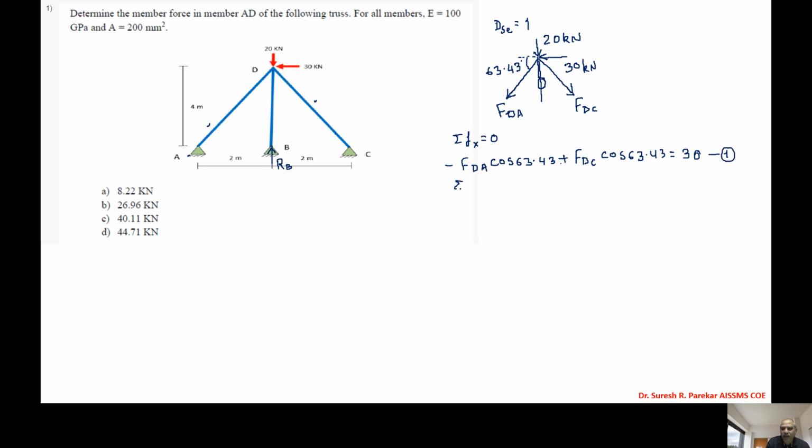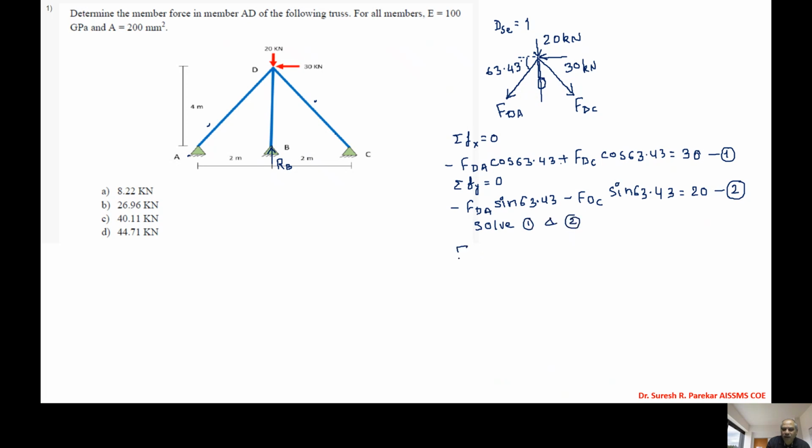Now the second equation, summation Fy equal to 0, and then we have minus FDA sin 63.43 minus FDC sin 63.43 and minus 20 equal to 0. So 20 I will take on the right side, so minus becomes plus. And then we will solve equations 1 and 2.